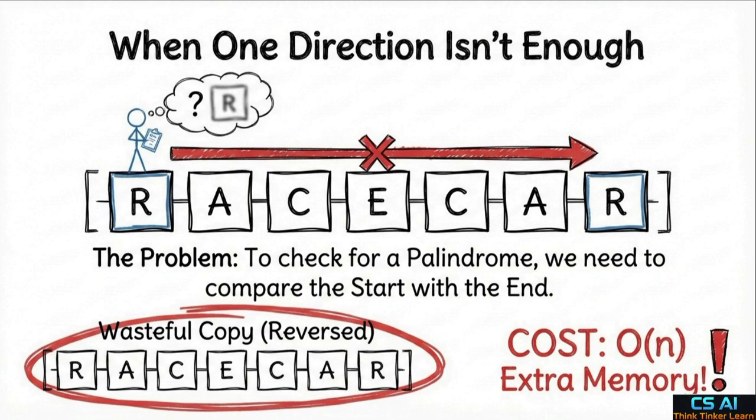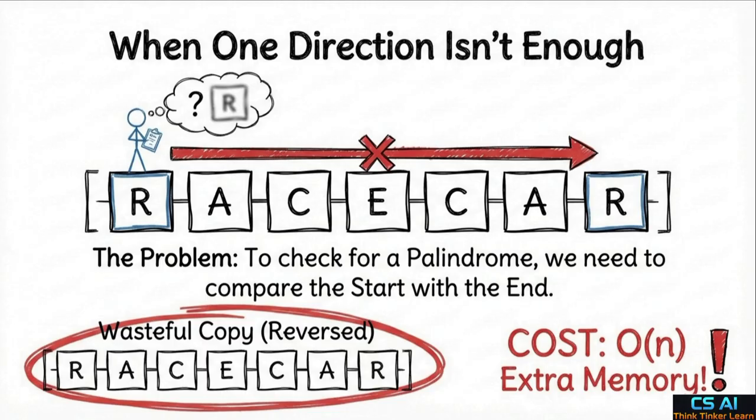But when one direction isn't enough. What happens when moving in just one direction isn't enough to solve the problem? Let's consider a classic interview question, checking if a word is a palindrome. A palindrome is a word that reads the same forwards and backwards, like racecar. To verify this, our inspector at the beginning needs to know what is at the very end. The character at the start must be compared with the character at the end.